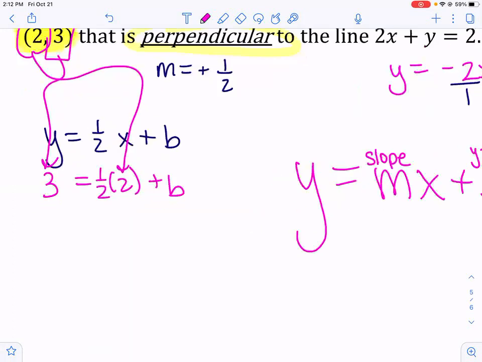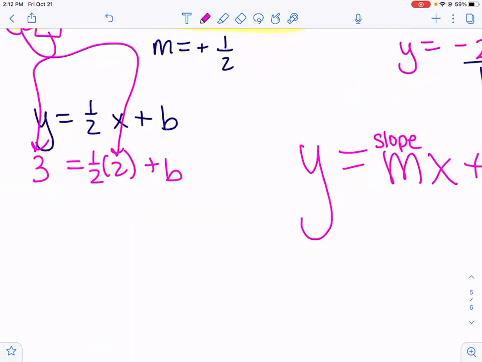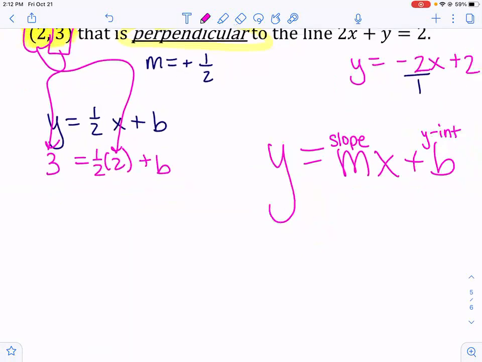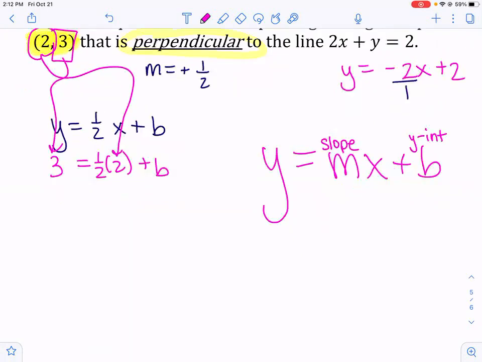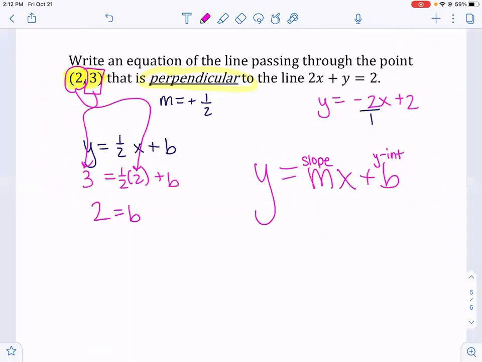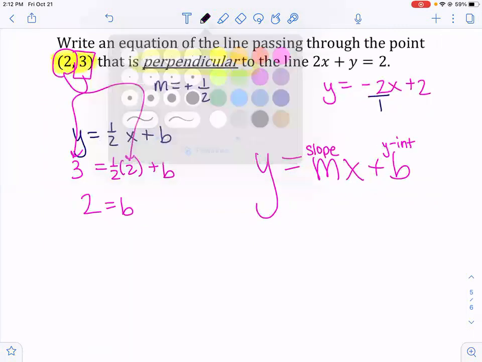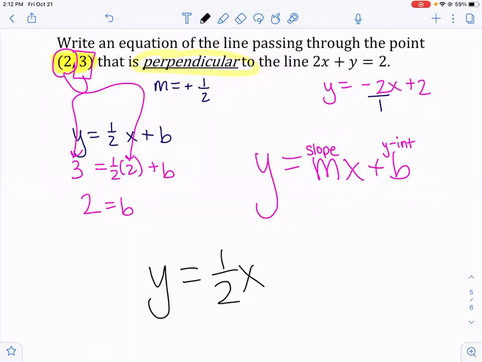What's the definition of reciprocal? You flip. Okay, so now what's 1/2 times 2? 1. So b equals 2. So I can come over here. y equals our slope x plus our y-intercept.